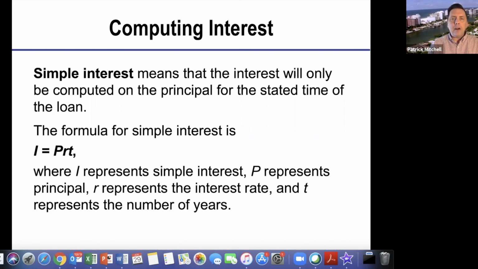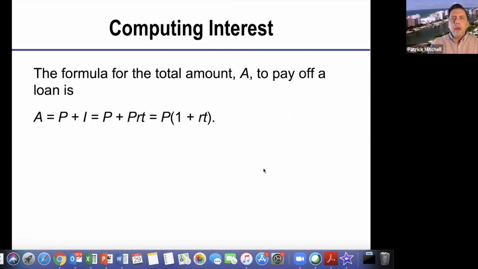The formula to calculate simple interest is I equals PRT, where I represents the simple interest, P represents the principal, R represents the interest rate, and by the way, that interest rate has to be written as a decimal, and T represents the number of years. The formula for the total amount, A, to pay off a loan is A equals P plus I, so principal plus interest. And remember, we just said that interest is P times R times T. So the total amount to pay off a loan is P plus PRT, which can also be written as P times 1 plus RT.